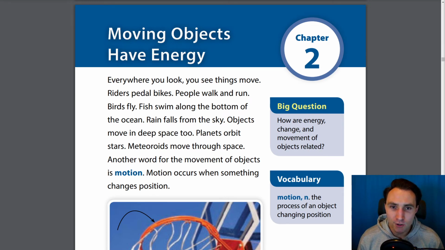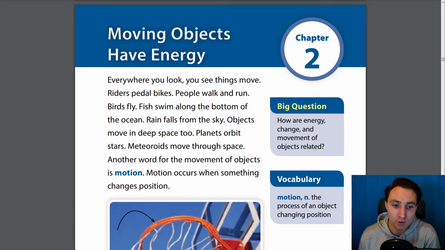Everywhere you look, you see things move. Riders pedal bikes, people walk and run, birds fly, fish swim along the bottom of the ocean, rain falls from the sky, objects move in deep space too. Planets orbit stars, meteoroids move through space. Another word for the movement of objects is, and what does that say, Scotland? Motion.